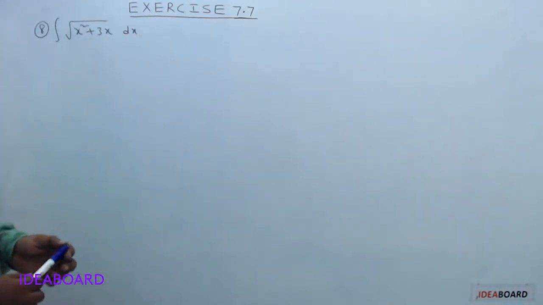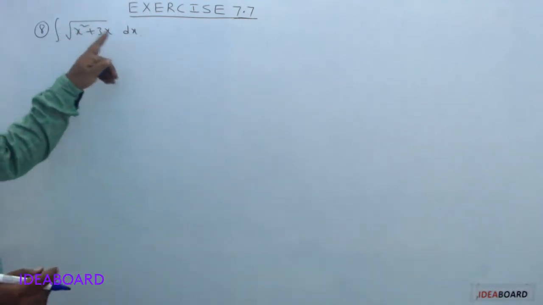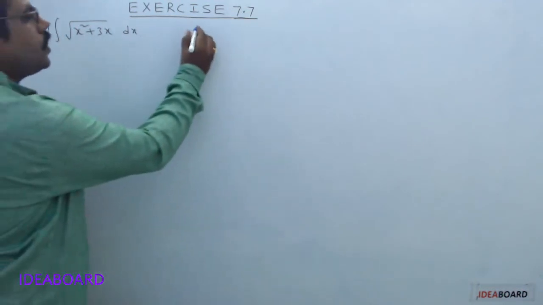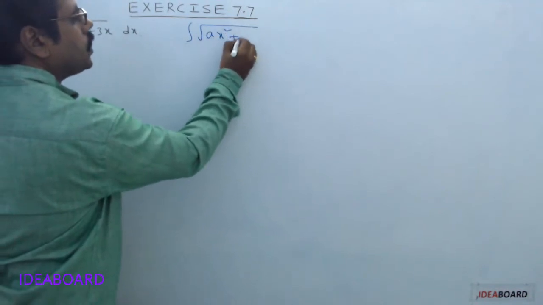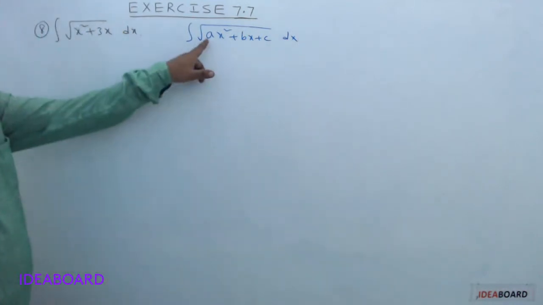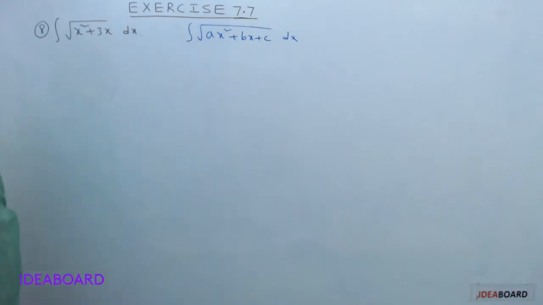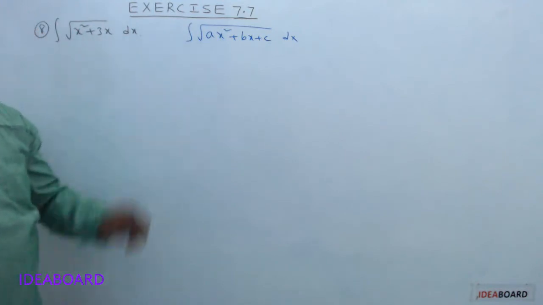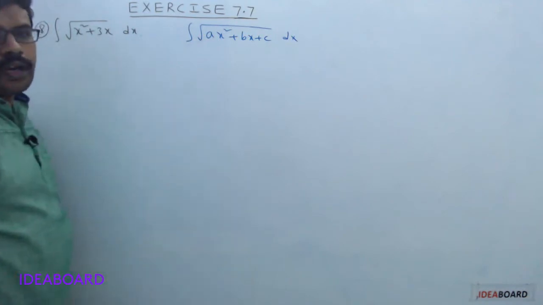Now come to the next question. Integral square root of x square plus 3x dx. Clearly, your given problem is of the form integral square root of ax square plus bx plus c dx. Here a value 1, b value 3, c value 0. Now here, what is the procedure to evaluate this type of integrals? First, make x square coefficient as a unity.